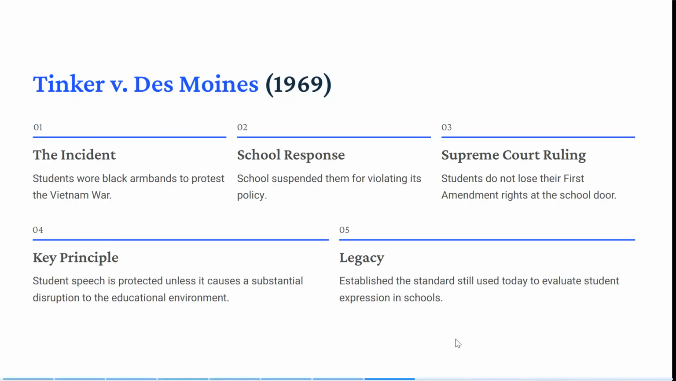The key principle that was established was that student speech is protected unless it causes substantial disruption to the educational environment. This has had a long-lasting effect and legacy, and established the standard still used today to evaluate student expression in schools.